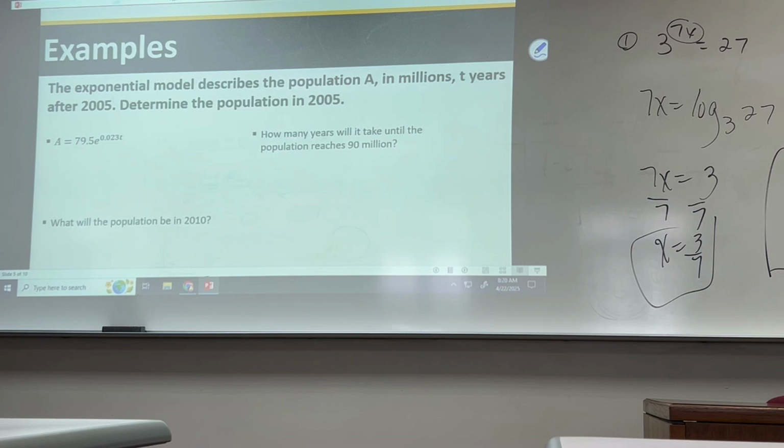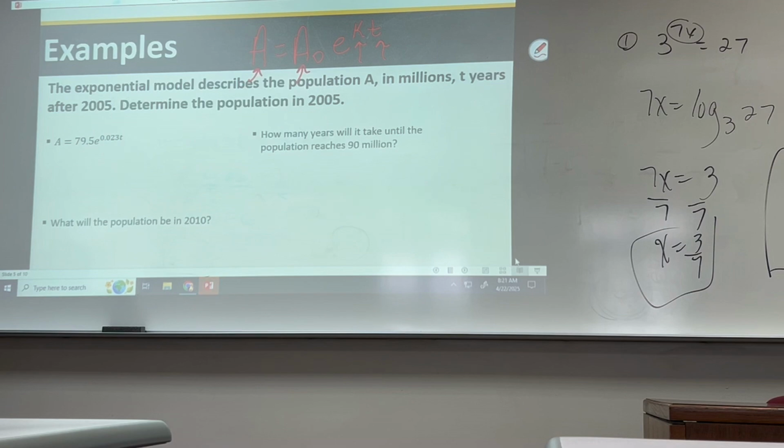These are definitely calculator problems. The exponential model describes the population A in millions t years after 2005. Well, what would the population be in 2005? Do y'all remember the form? It was A equals A sub 0 e to the kt. And this was the ending population after a certain time. This was the starting population, right? And of course, k is your rate, t is your time.